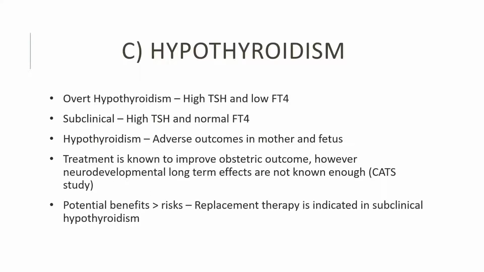And there is this CAT study going on in the UK and other parts of the world, the controlled autoimmune thyroiditis study, where they are deciding about giving thyroxine for hypothyroxinemia and subclinical hypothyroidism, and to see what the neurodevelopmental long-term effects on the child are. And they are assessing it through IQ level assessment and so on. So this is a very important area of research actually. Potential benefits here are more than any risks, so replacement therapy is usually indicated even in subclinical hypothyroidism.